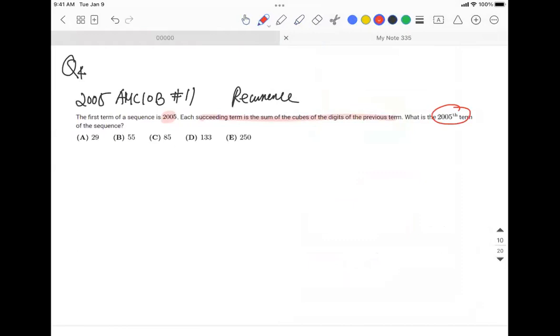Again, 2005 is actually a big number. You won't be able to really find the value. The only thing is there must be a pattern inside. So again, I'll let you guys tell me what the pattern looks like, and we can take it from there.